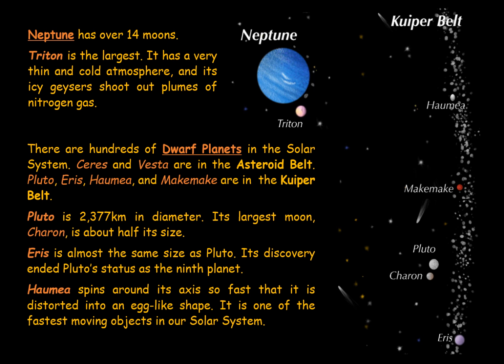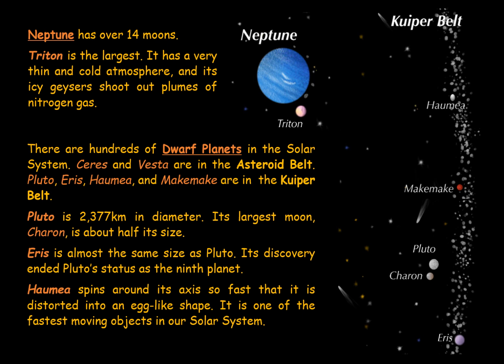Ceres and Vesta are in the asteroid belt. Pluto, Eris, Haumea, and Makemake are in the Kuiper belt. Pluto is 2,377 kilometers in diameter. Its largest moon, Charon, is about half its size.